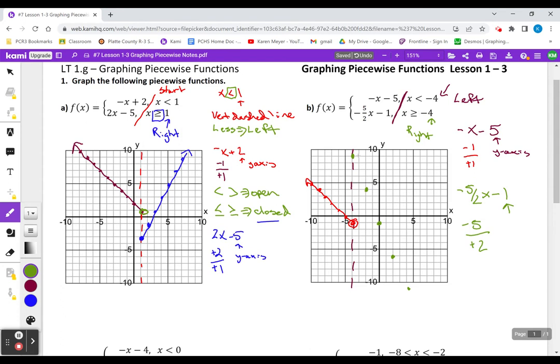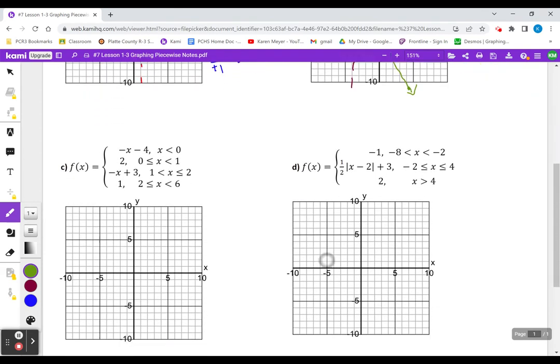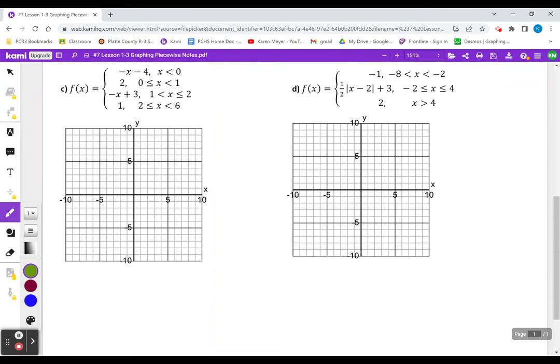This one has the or equals to, so this is going to be a closed dot. And then we are keeping the portion to the right. And I didn't have any dots over here on the left side to erase, so we're done. Okay, now we're going to add some more parts to it. So let's get started.